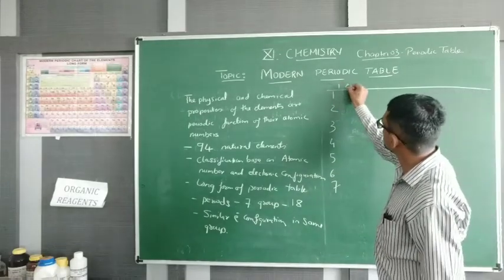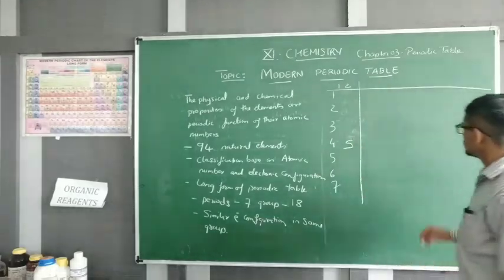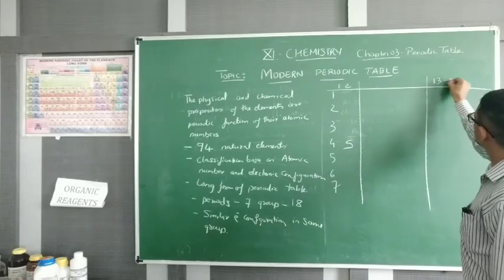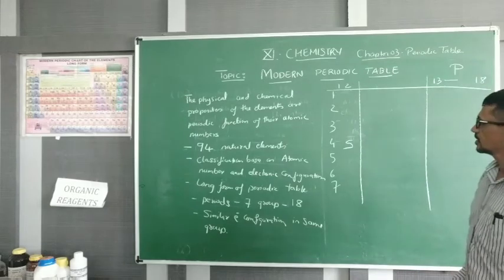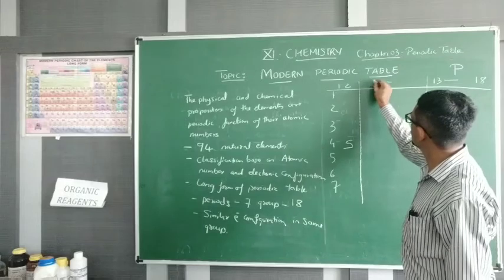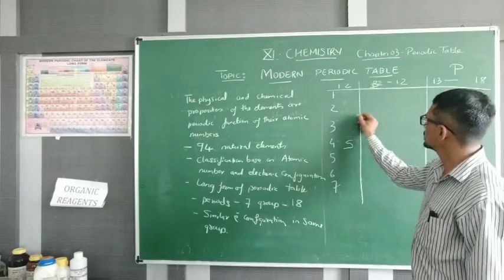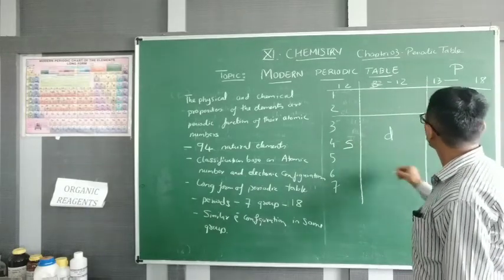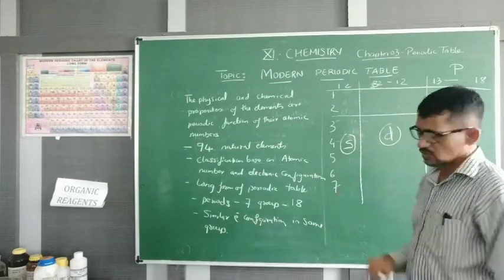In that, first and second groups are the S block elements. Similarly, groups 13 to 18 are the P block elements, and in the middle, 3 to 12 are the D block elements. This is the D block, this is the P block and this is the S block.